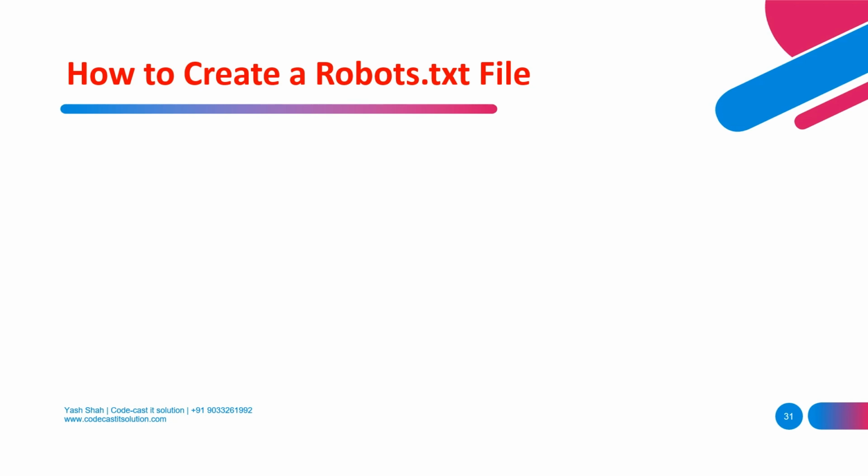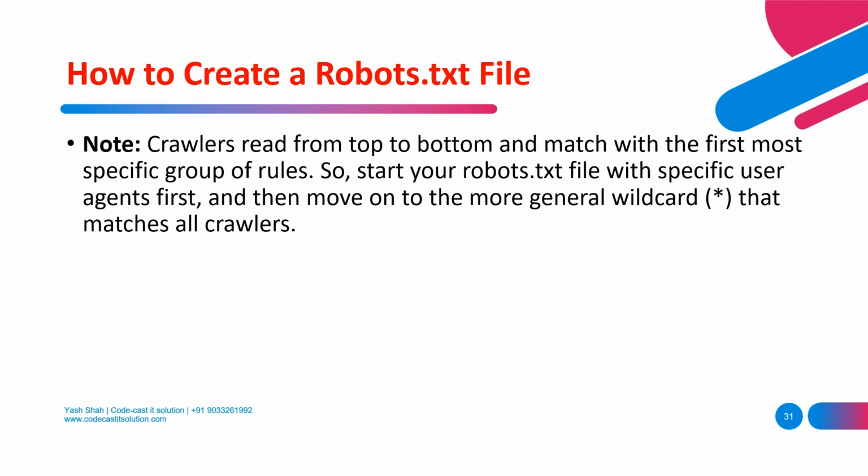Crawlers read from top to bottom and match with the first most specific group of rules. So, start your robots.txt file with specific user agents first, and then move on to the more general wildcard, asterisk symbol that matches all crawlers.